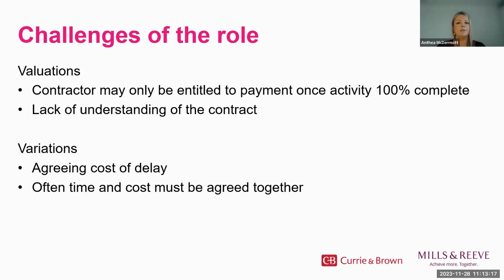Of course. So a challenge I've faced a lot recently has been to do with the NEC Option A contract, which is a priced contract with activity schedule. Under this contract, the main contractor can only apply for payment once each activity is 100% complete. If the contractor hasn't carried out a detailed activity schedule, then they cannot be paid until that activity is 100% complete. Some contractors will apply for, let's say, 50% of a door installation because the materials are on site, but the door is yet to be installed.